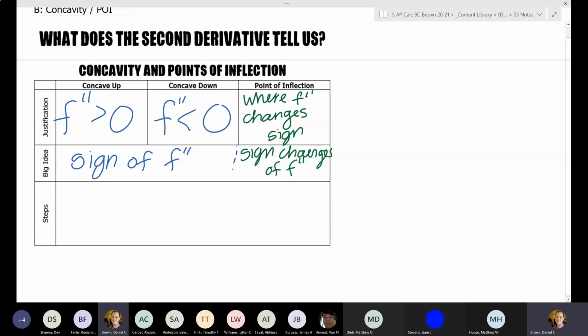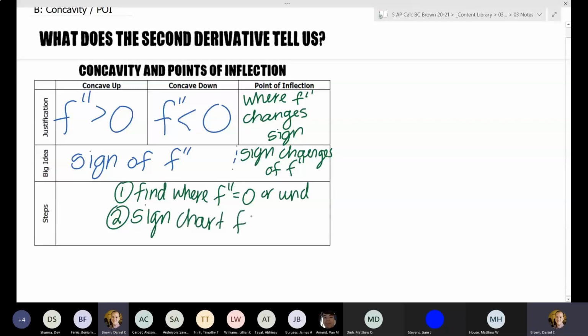The steps are pretty much the same. We don't call them critical points when we deal with the second derivative, just key points. We basically want to find where the second derivative is equal to 0 or undefined. Those are where the function is either non-existent or not concave up nor concave down. Then whether you want intervals of concavity or a point of inflection, you're going to do a sign chart with that second derivative.